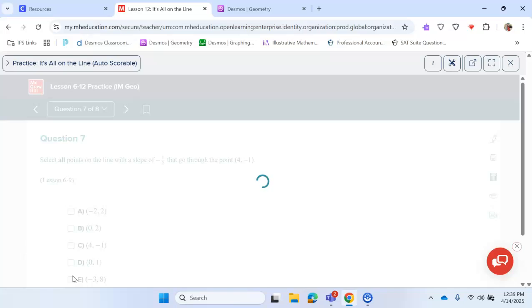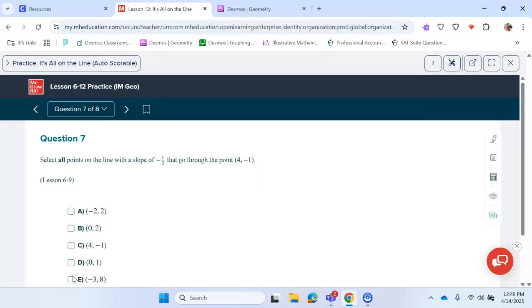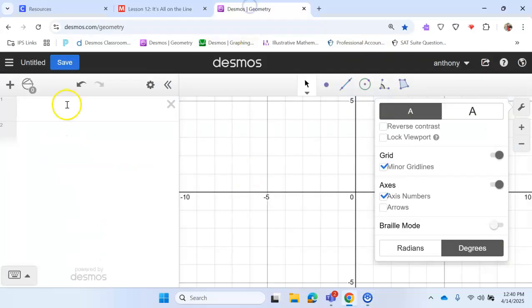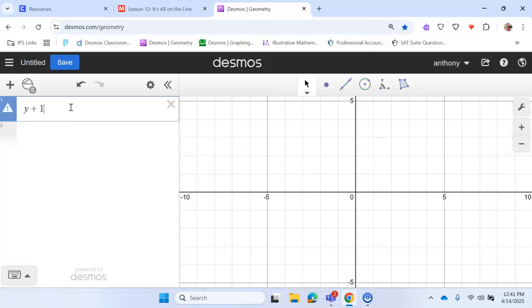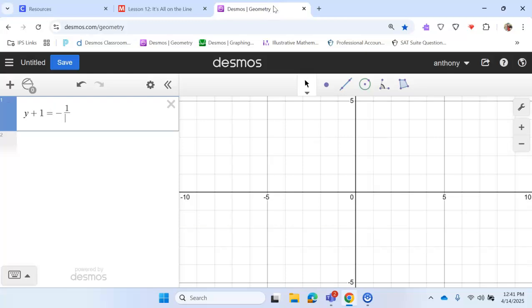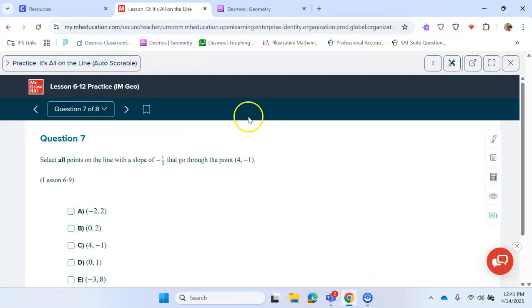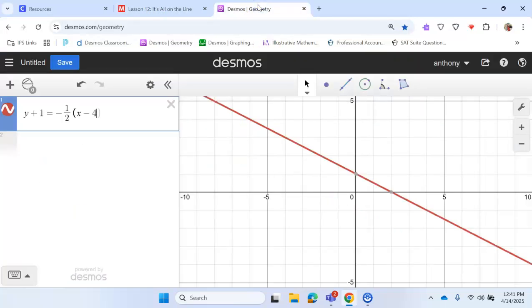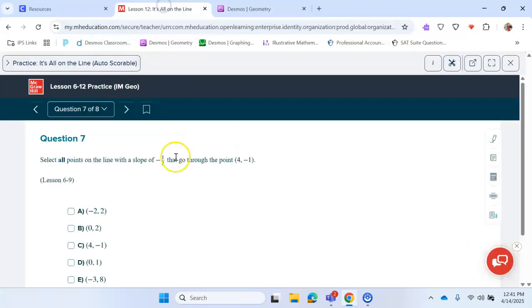Question 7. Select all points on the line with a slope of -1/2 that goes through the point (4, -1). If I use point-slope form, it would be y minus the y value, so y minus -1, which is the same as y plus 1, and it's going to have a slope of -1/2 times x minus 4, since the x value is 4.